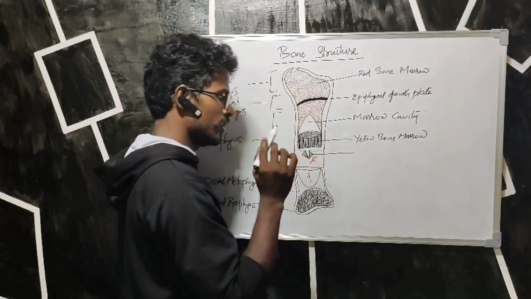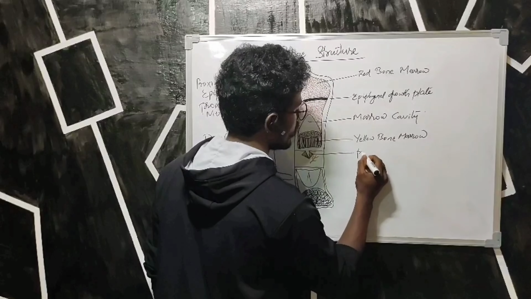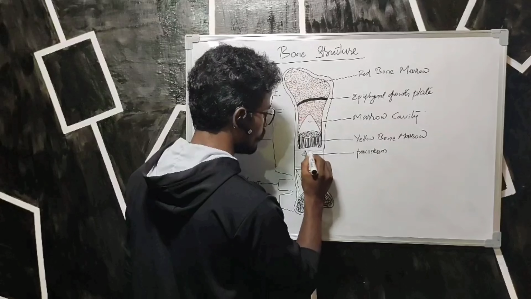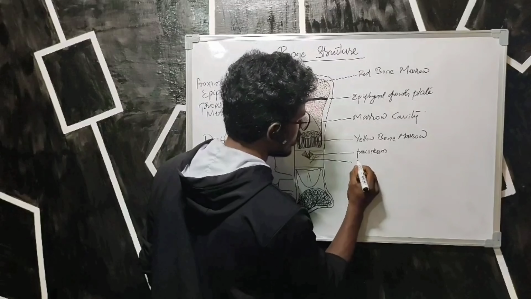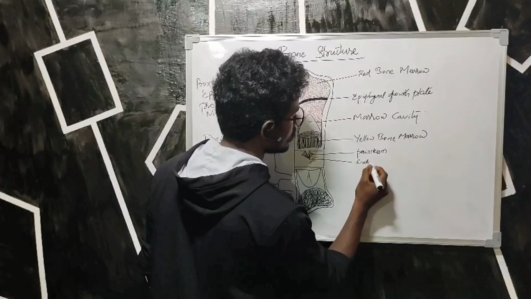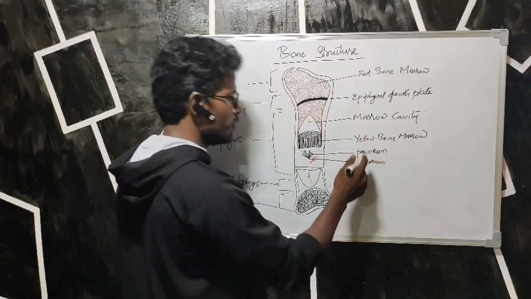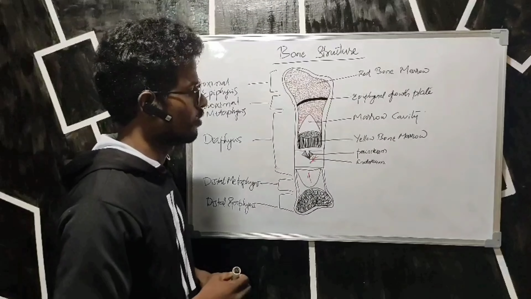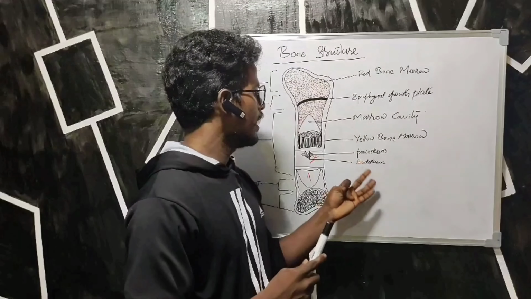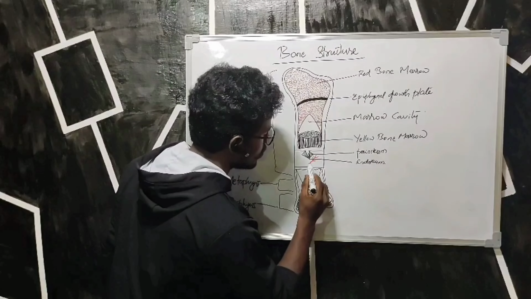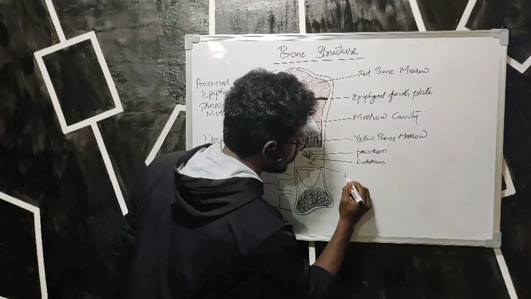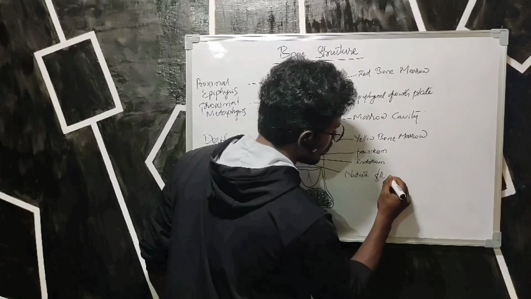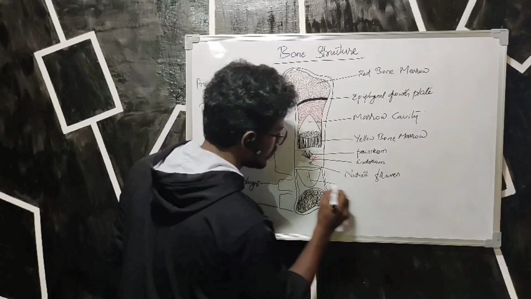This is the first layer of bone, which is the periosteum. And inside it has the endosteum. In between the periosteum and endosteum, there lies the intracortical area. These three are the layers of bone: periosteum, intracortical area, and endosteum. This is your nutrient foramen. This is the nutrient artery.